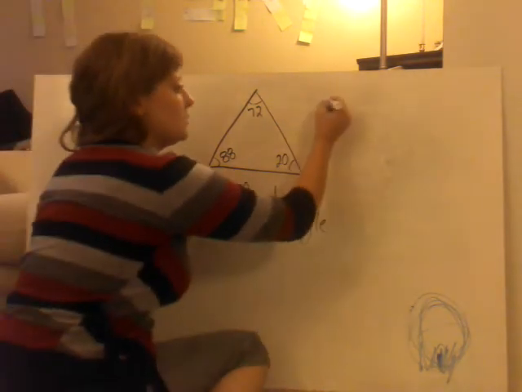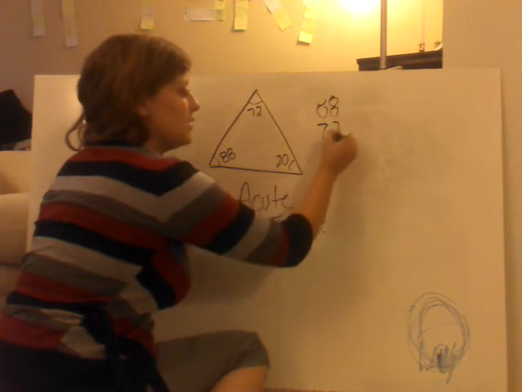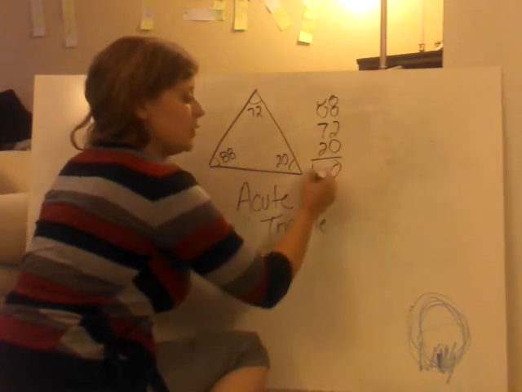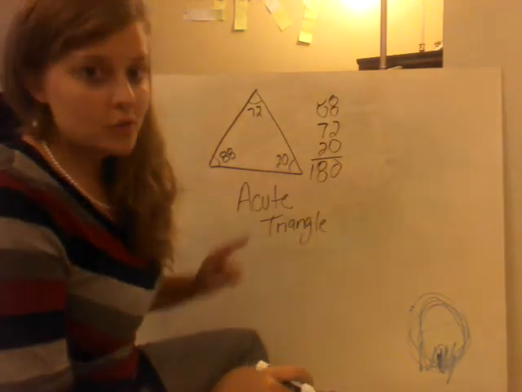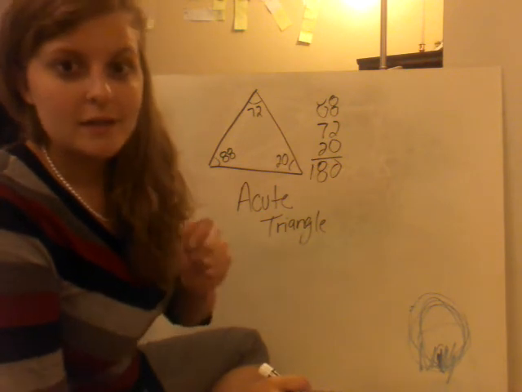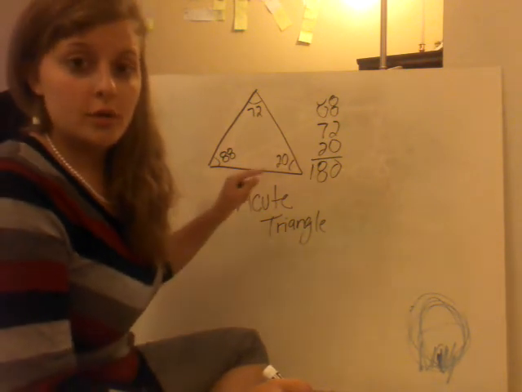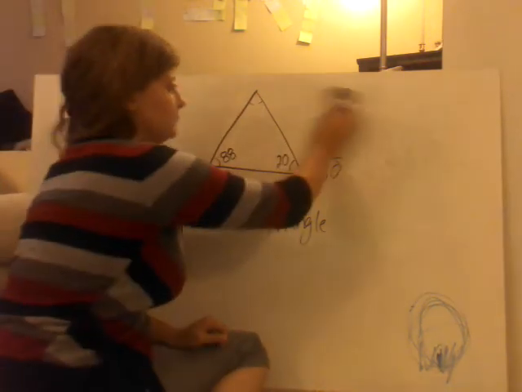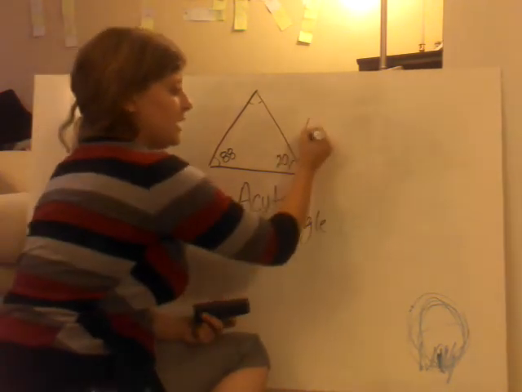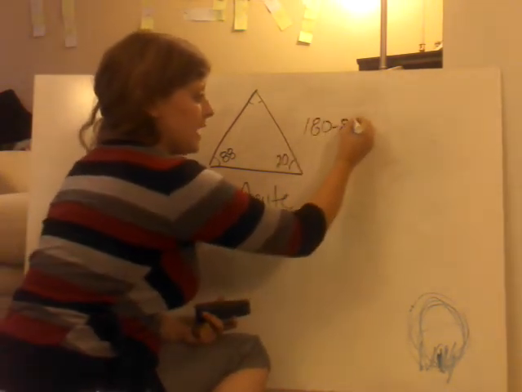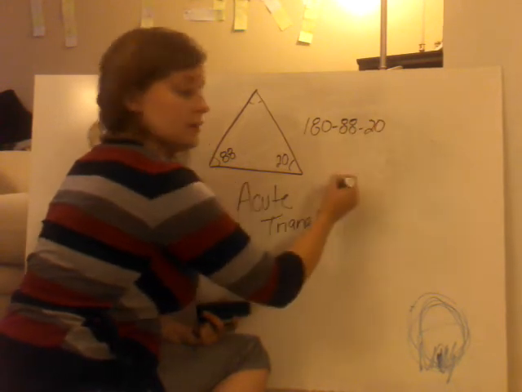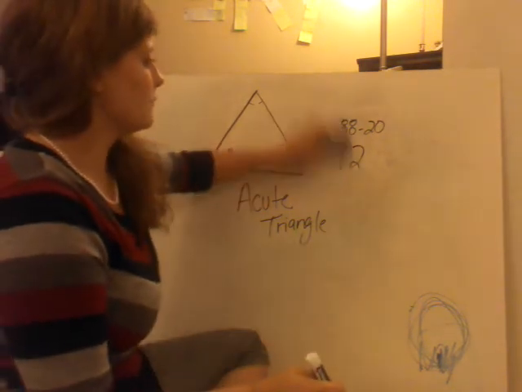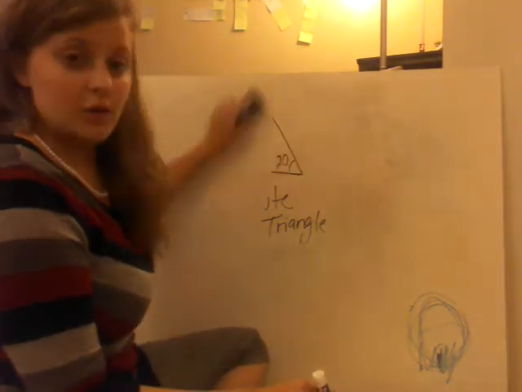So we would add up all these to make sure we equal 180. So we've got 88 plus 72 plus 20. There's our 180. Okay, because every triangle is 180 degrees total. So if I gave you one of these, say I give you one angle, you would take 180 minus 88 minus 20. And that would give you the 72. Okay? Alright, so that's our acute triangle.